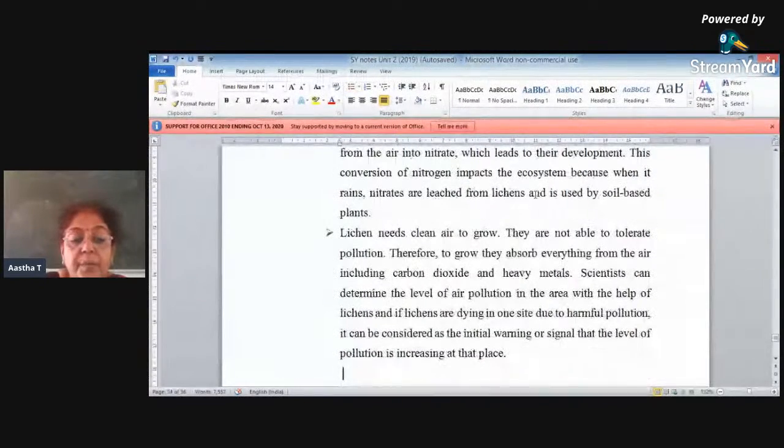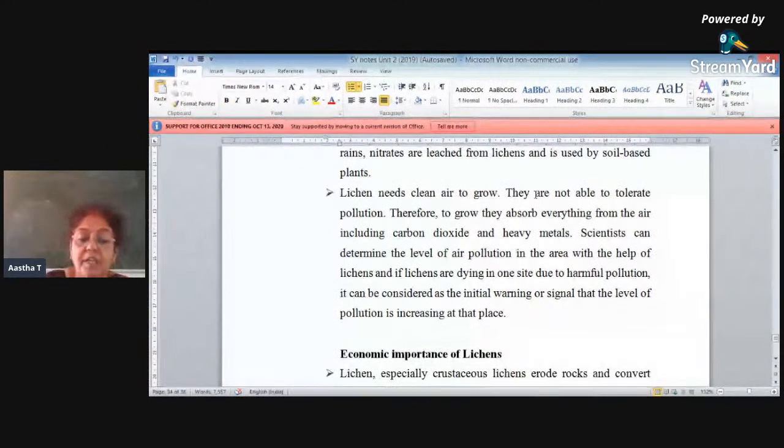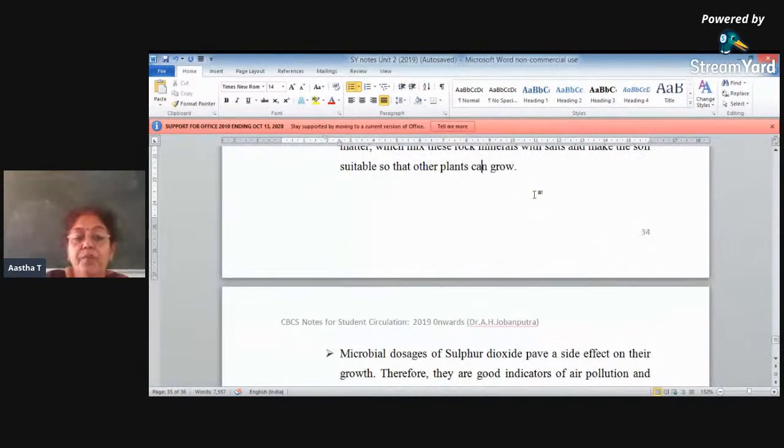Lichen needs clean air to grow. They are not able to tolerate pollution. So they can absorb everything. To grow, they absorb everything from the air, including carbon dioxide and heavy metals. So scientists have determined the level of air pollution in an area with the help of lichens. If you take some lichen to a city area and if it dies, it means it is a very polluted area, and the lichen could not survive there. So this is a signal or a warning that the pollution of that particular region is increasing drastically and it is very harmful for human beings.